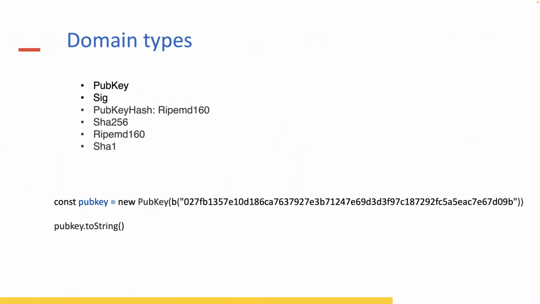For example, you can have all kinds of strings, right? You may have public keys, you may have signatures. What if I want to have a function where the parameter has to be a public key, but by mistake I can pass in a signature, because both are strings? To avoid this type of mistake, we add more refined types.